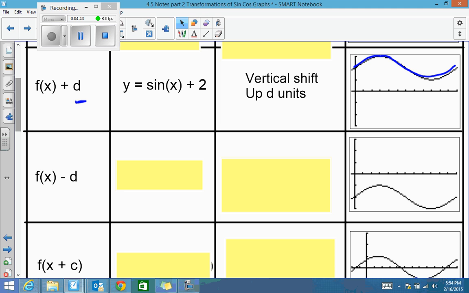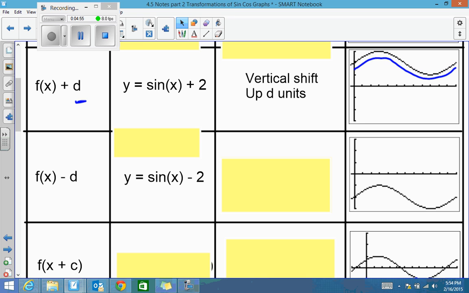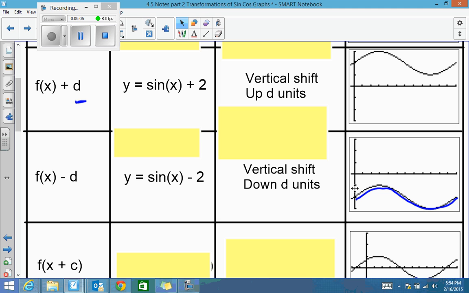If we were to add a value of d but subtract, then the equation would look like this, sine of x minus 2. And the graph, again, if you picture it as y equals sine of x, and minus 2 just shifts it down 2 units. So again, still the sideways S, but instead of being centered on the x-axis, it's shifted down.